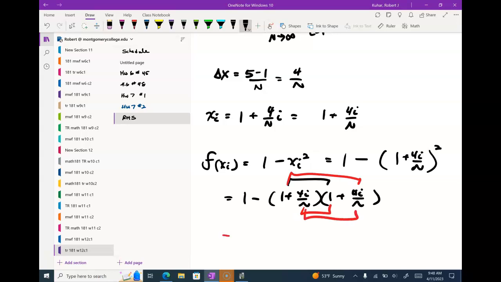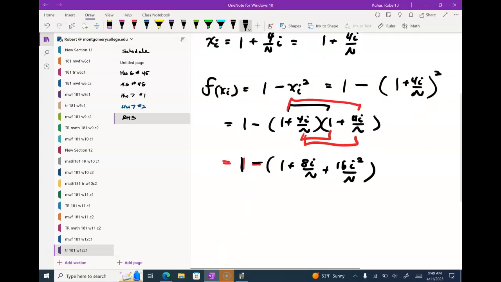But I'm just going to go right to the answer, which is 1 minus 1 plus 8i over n plus 16i squared over n squared. I said n squared, but I didn't write it, right? So once I distribute the negatives, the ones cancel and I get negative 8i over n minus 16i squared over n squared. So there's the height of my rectangle. The base of my rectangle is 4 over n.